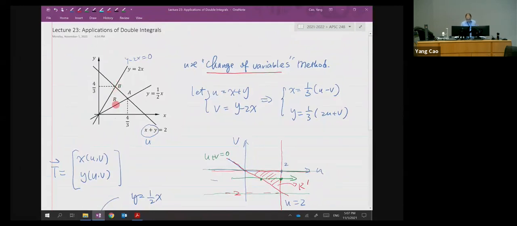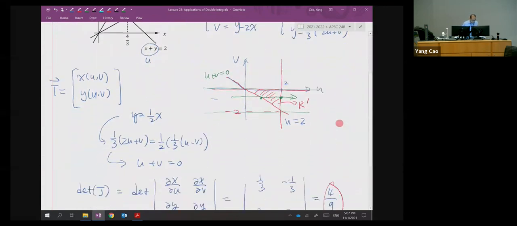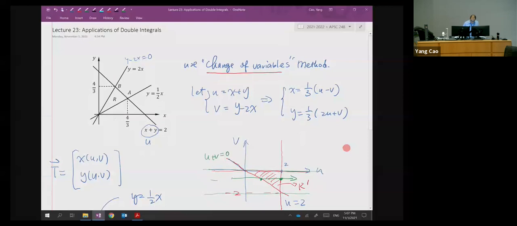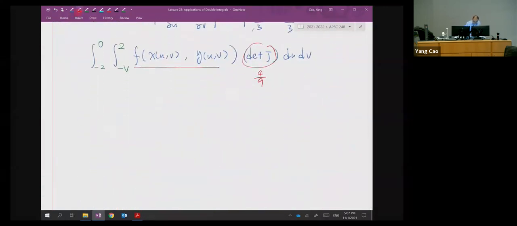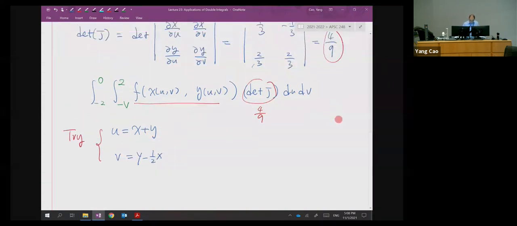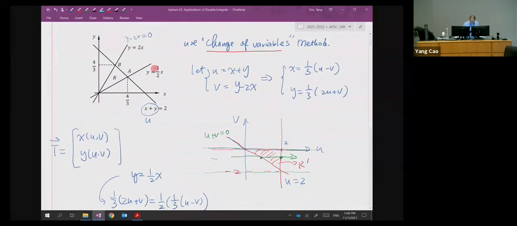Okay, so what I want you to practice is this. In this case, I chose U to be this boundary, V to be this one. So I want you to try a different change of variable. You can still use U is this, but I want you to try the V as Y minus 1/2 X. So basically, the V here is based on this boundary.